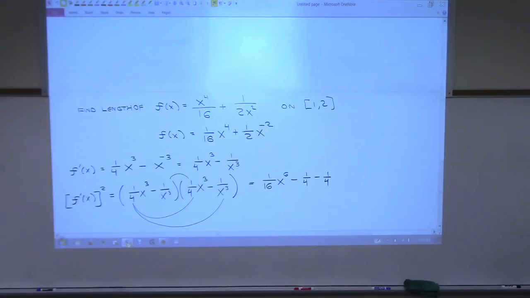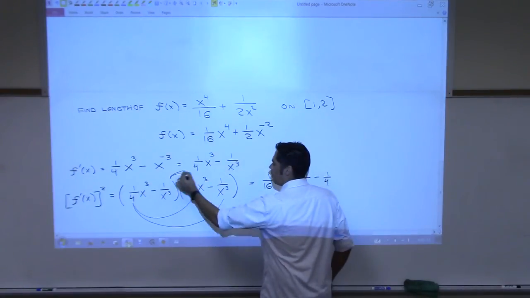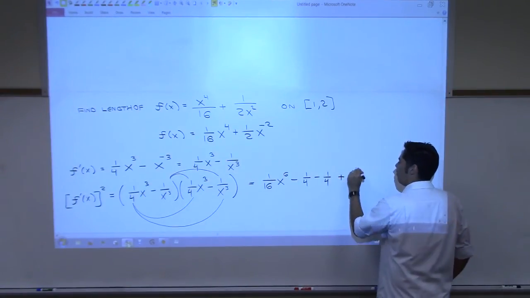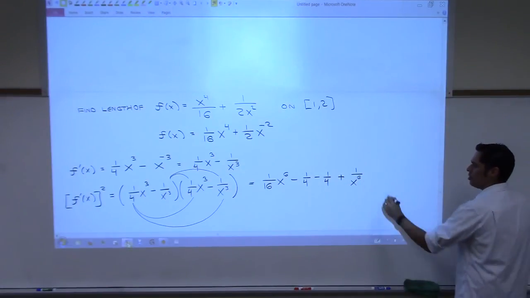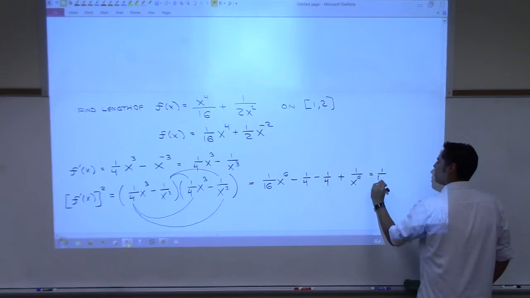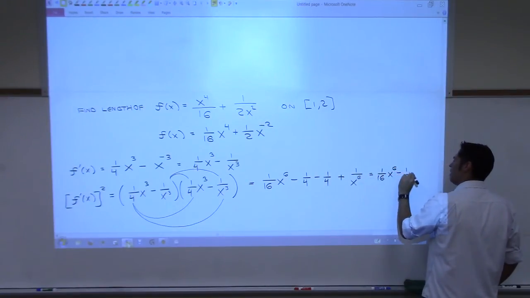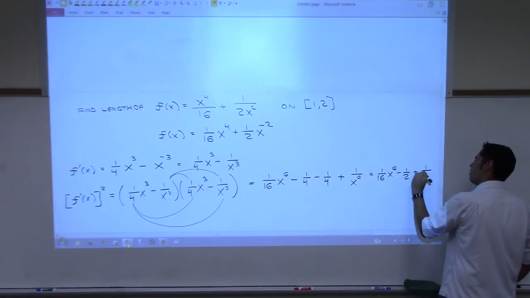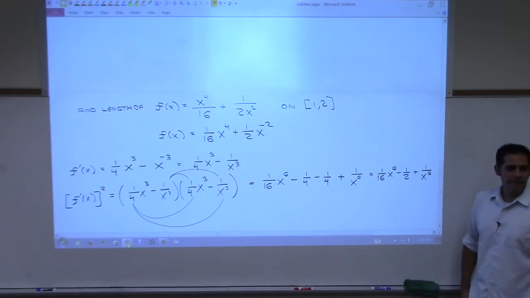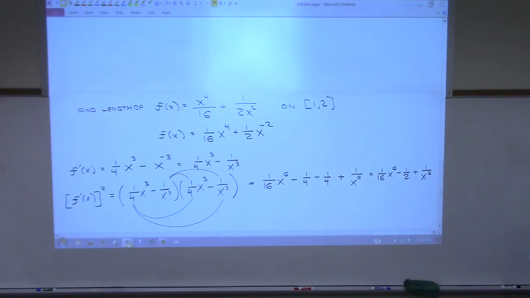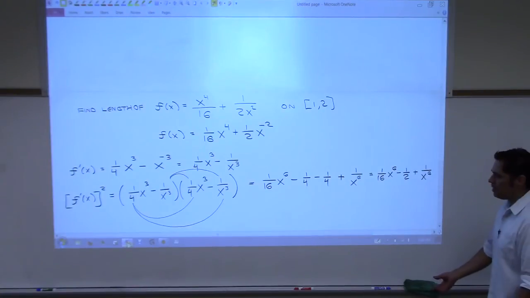How about my last multiplication here? Plus 1 over x to the 6th. I could clean this up a little and say 1/16 x to the 6th minus a half plus 1 over x to the 6th. I just put the 2/4 together. All right, so that's my derivative squared. Yeah? I think I'm ready to go to the formula.